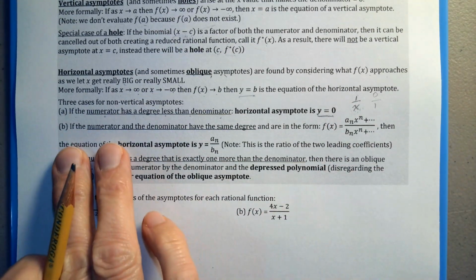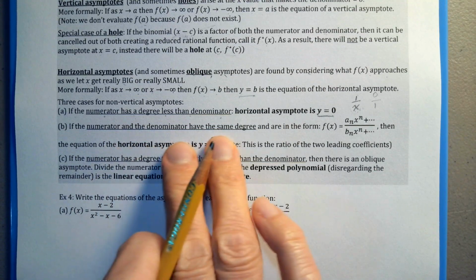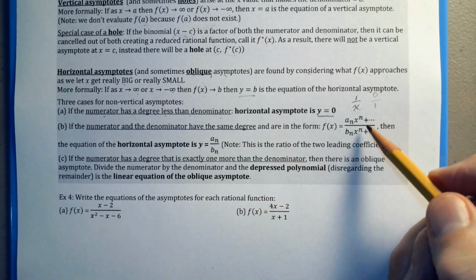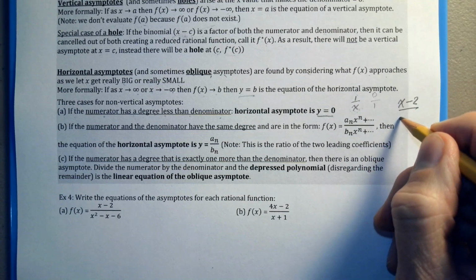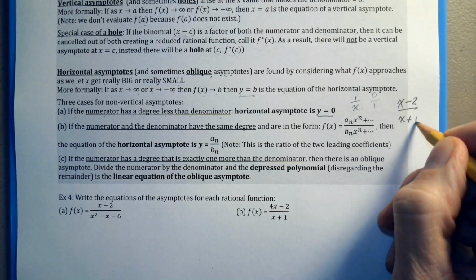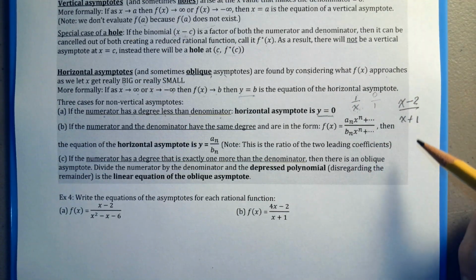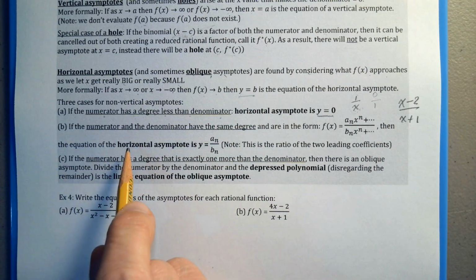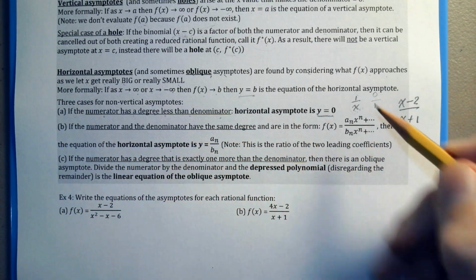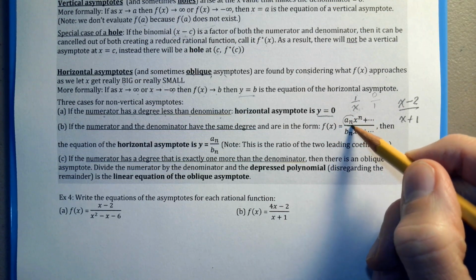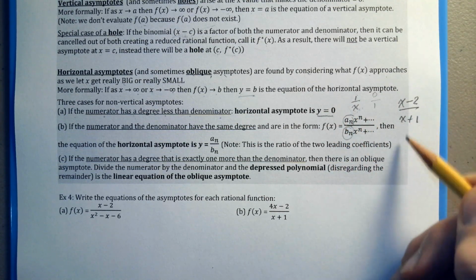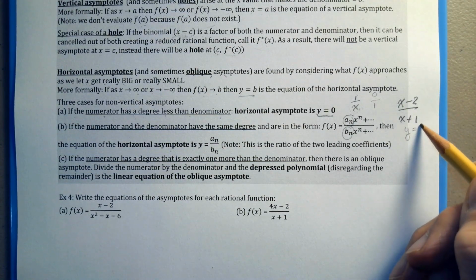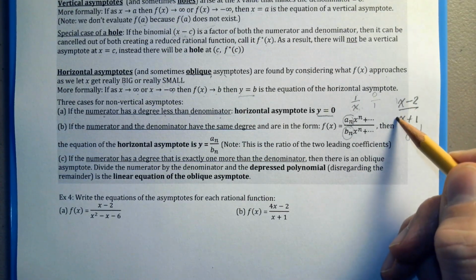All right, if the numerator and the denominator have the same degree, so that would be like (x - 2)/(x + 1), they both have the same degree. Then the equation of the horizontal asymptote is simply going to be the leading coefficient at the top divided by the leading coefficient at the bottom. So in this case, it would be y = 1 because it's 1 divided by 1.